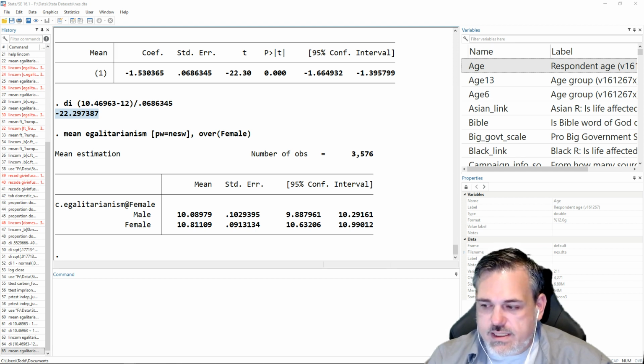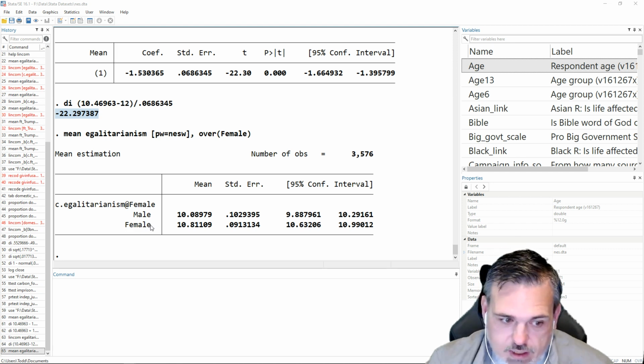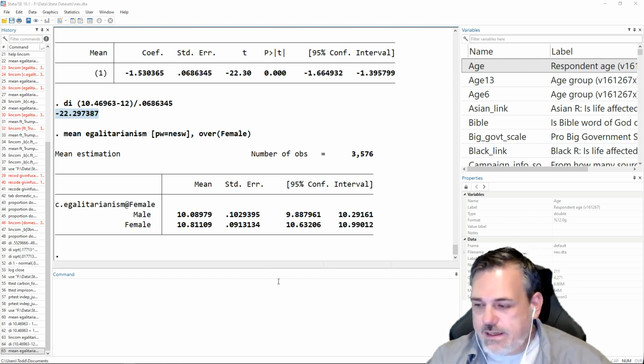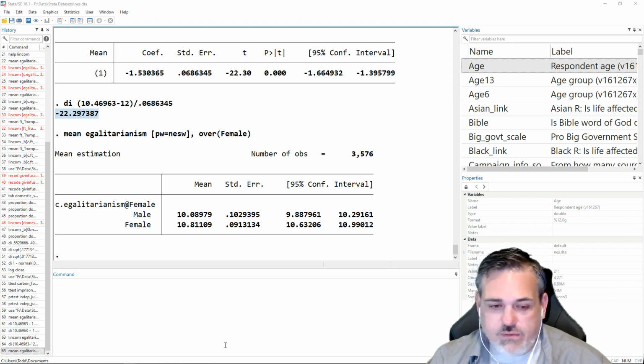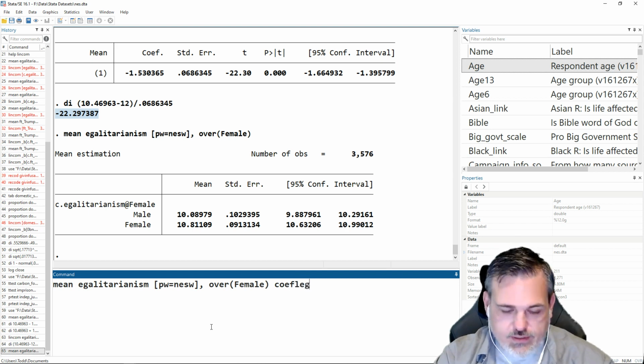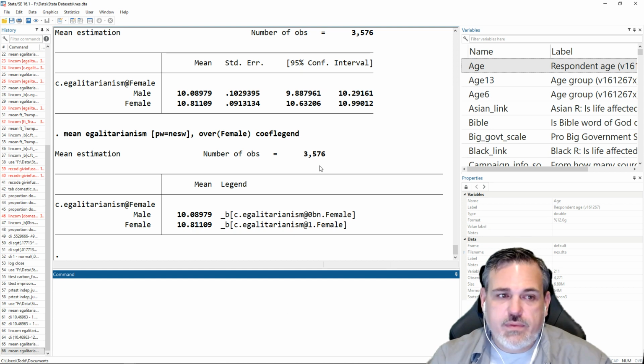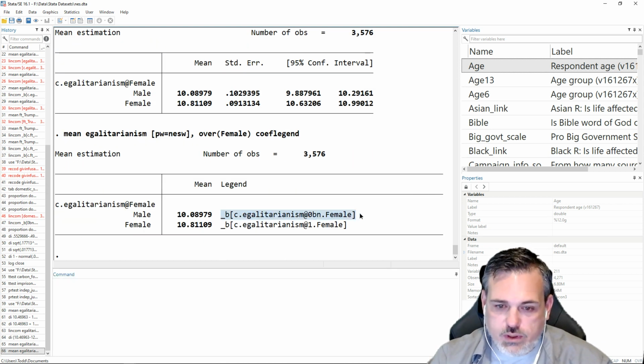The book would say that you use lincom egalitarianism male minus lincom egalitarianism female. That doesn't work. We have to use a different step. So the command you need to use is coefficient legend. This is the command that will bring it up, and you'll have to do it directly after this command. It'll show you what the legend is here.